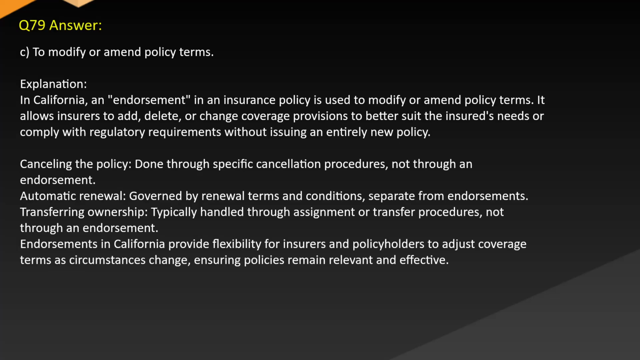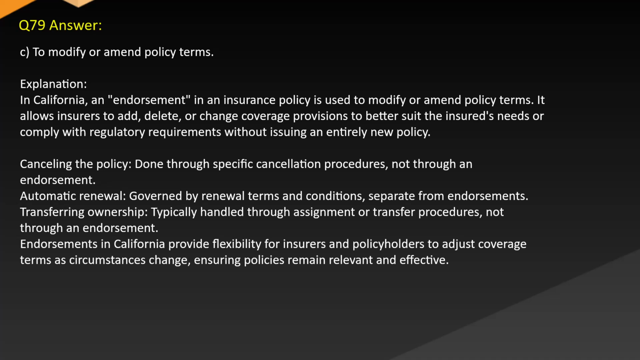Answer: C. To modify or amend policy terms. Explanation: In California, an endorsement in an insurance policy is used to modify or amend policy terms. It allows insurers to add, delete, or change coverage provisions to better suit the insured's needs or comply with regulatory requirements without issuing an entirely new policy.